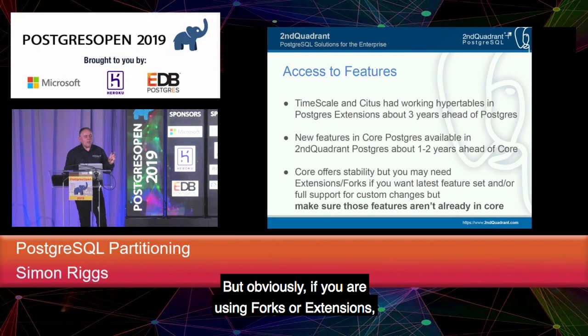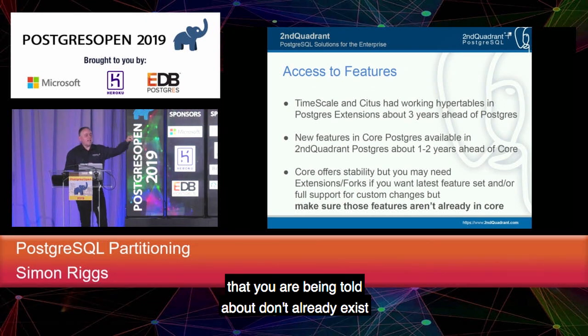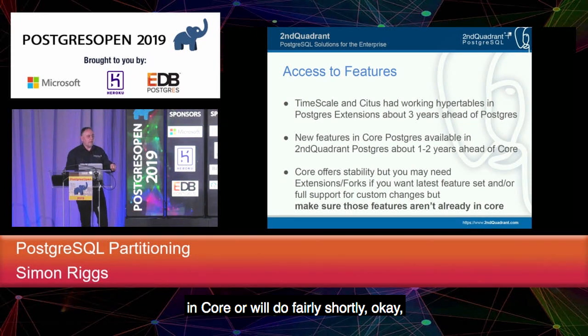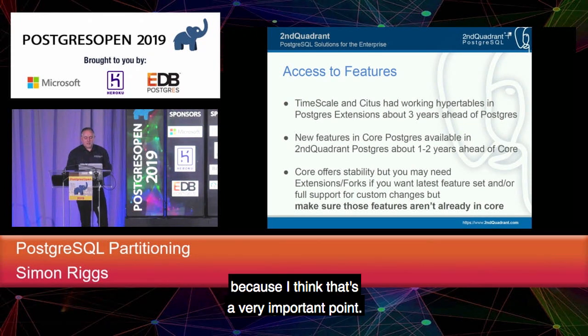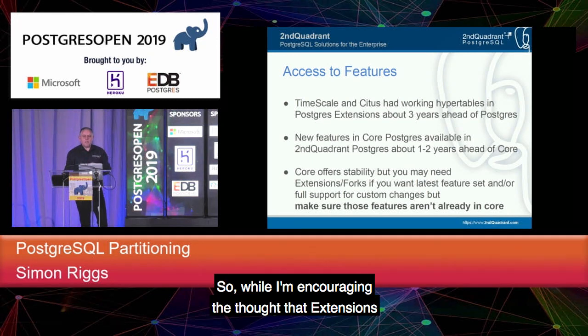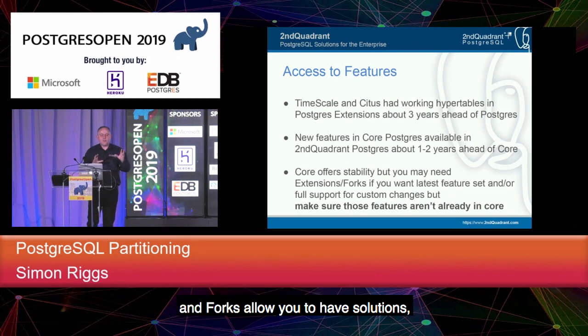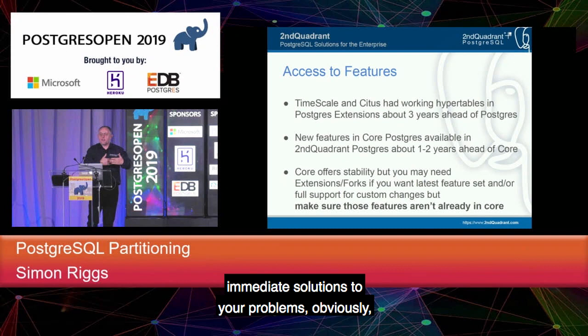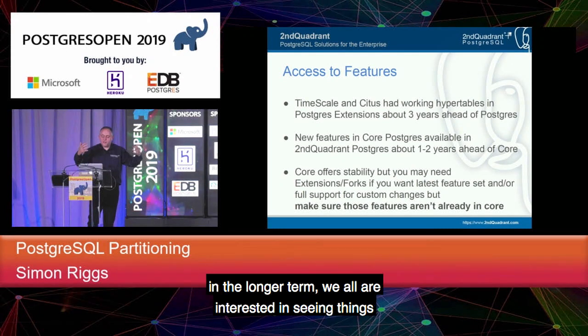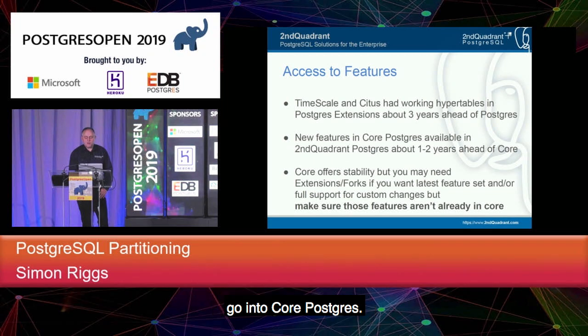But obviously, if you are using forks or extensions, please make sure to check whether the features that you are being told about don't already exist in core or will do fairly shortly, okay? Because I think that's a very important point. So while I'm encouraging the thought that extensions and forks allow you to have immediate solutions to your problems, obviously in the longer term, we all are interested in seeing things go into core Postgres.